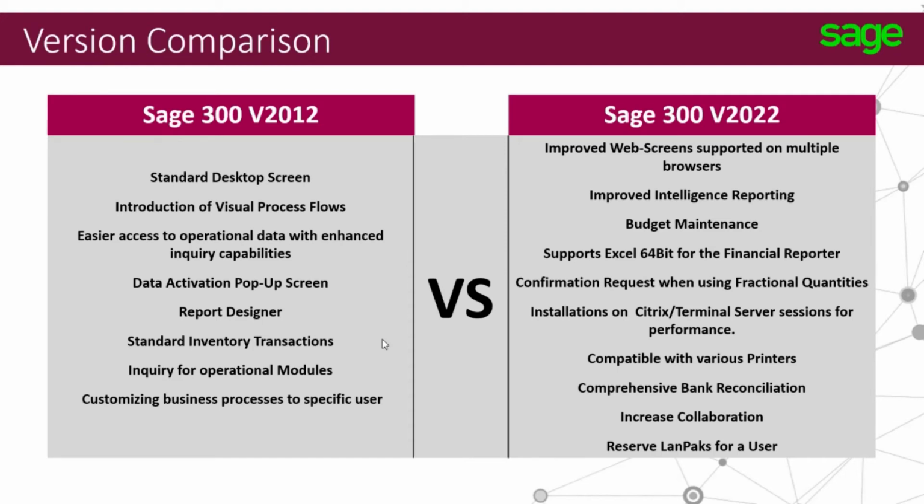The intelligence has improved. You can actually have budget maintenance. One of the key areas I think most of the IT managers were also facing was the fact that they had to have 32-bit Excel to actually run the financial reports, and now the 2022 version supports Excel 64-bit. Then you have confirmation requests with fractional quantities that is enabled within Sage 300 2022. It's compatible with many printers. It has a comprehensive bank reconciliation, increased collaboration, and you can reserve land packs for a particular user. Apart from the UI and UX improvements within Sage 300 as well.